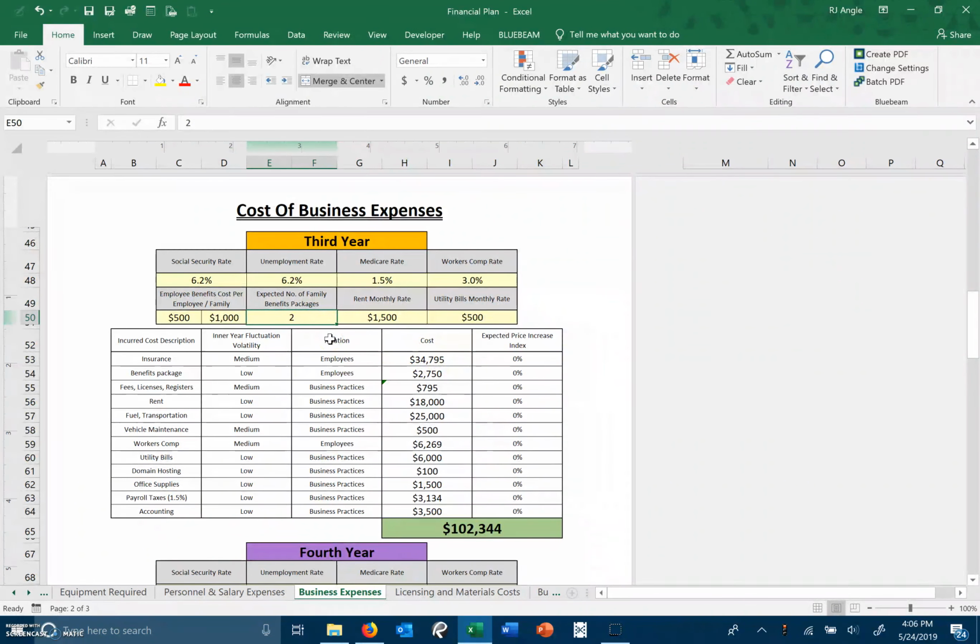So with that being said, with the additional full-time employee by year number 3, I'm anticipating I'm going to have a second family plan that I'm going to be expensing. I am now paying rent at $1,500 a month. You will recognize that if you followed with my P&L statement video review, and utility bills of $500 a month. Again, you'll recognize that.